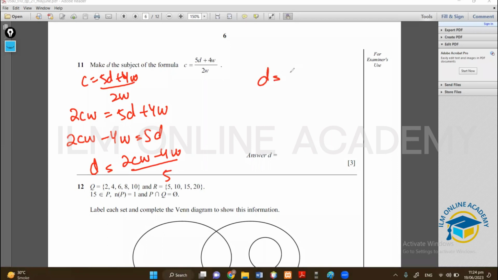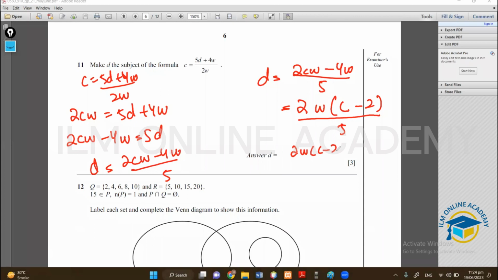But here some more simplification could be performed, and we can take 2 and W as common. So here C minus 2 would be left, and 5. So the final answer is 2W(C minus 2) over 5. Okay, so this is the final answer. This was question number 11.